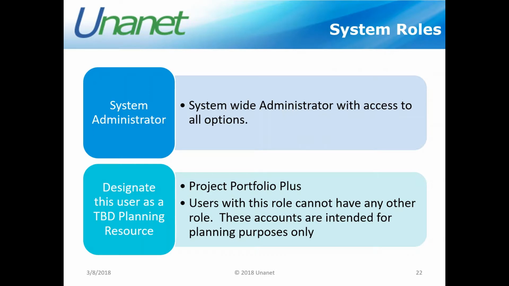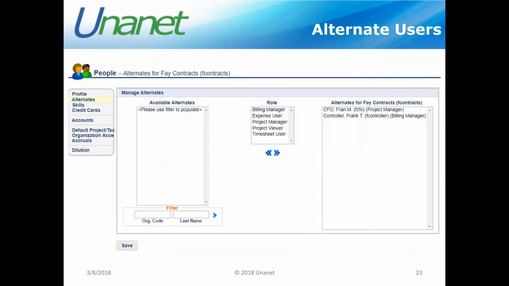So I know that was a lot of information, really quick there, and we do have a couple more topics to get through. One thing I want to talk about is setting up alternate users. And there are two ways you can do that. This is a screenshot from a people profile. I'm looking at fake contracts in my system. And on the left navigation panel, there is alternates.